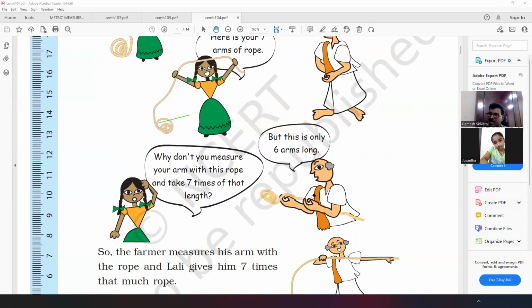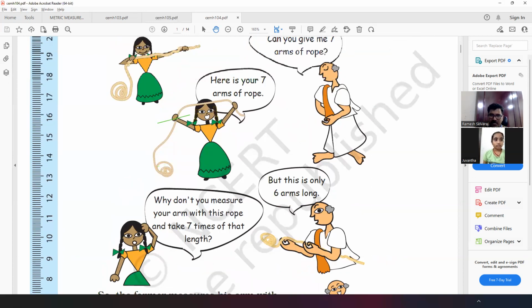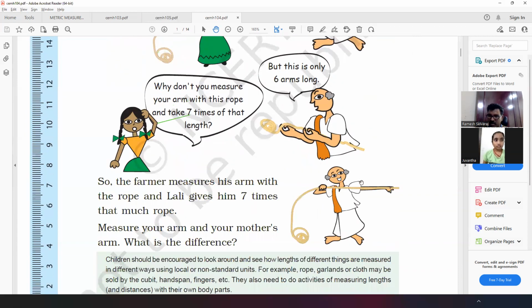Now, here what you will understand is that this girl's arm length is smaller than this farmer's arm length. So length we will be measuring based on some scale. His arm length is bigger, right? And her arm length is small, right? So when she is measuring, the overall rope length is less. But his arm length is more. When he is measuring it, total arm length is less. See here, his arm length is big, this much. Her arm length is less only, right? This farmer's arm length is big.